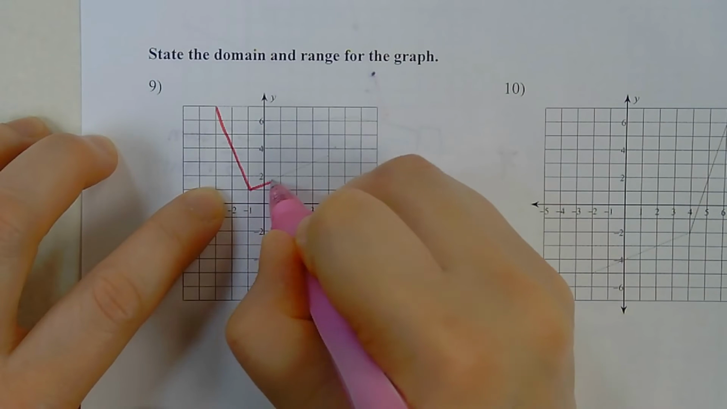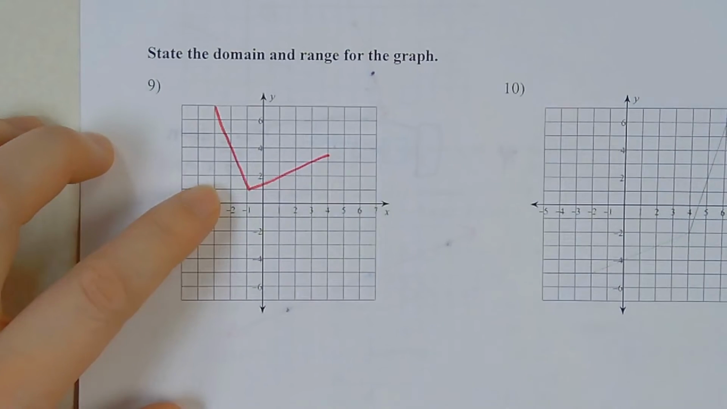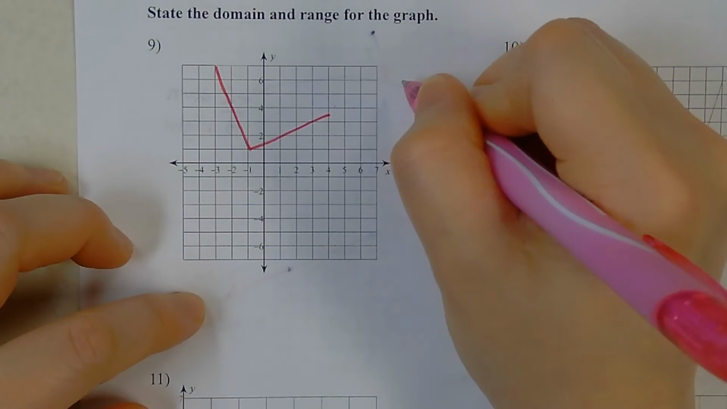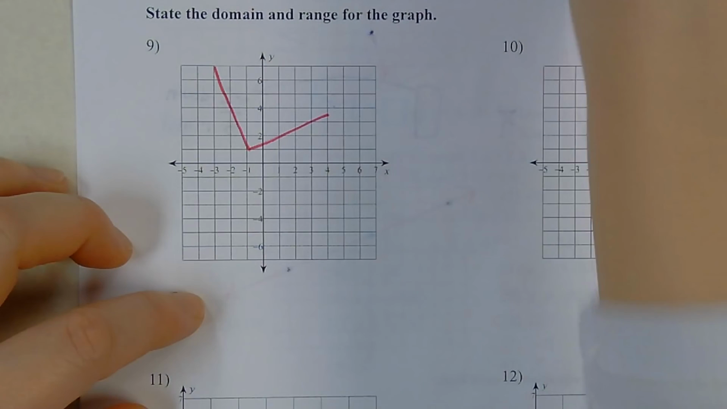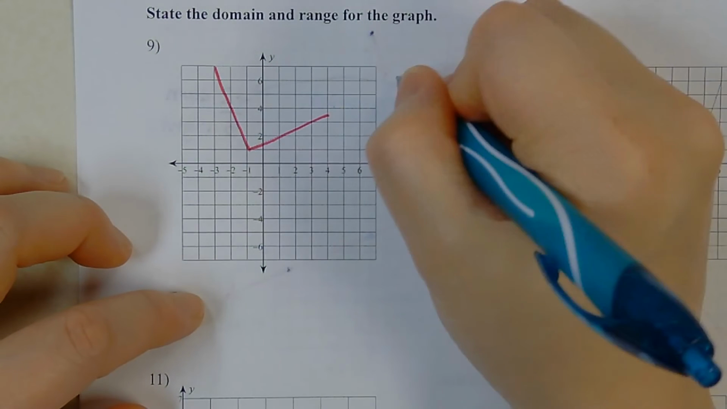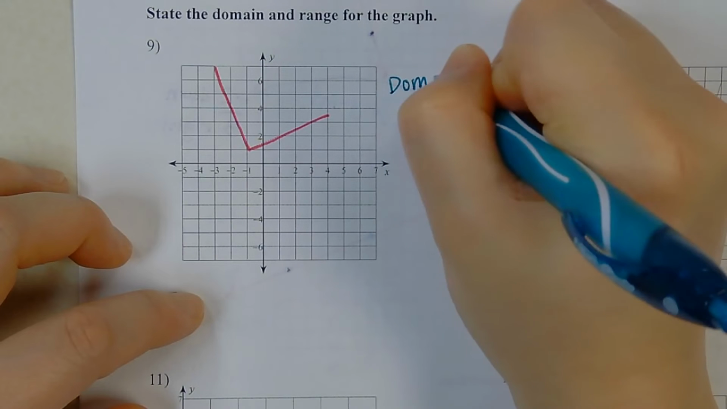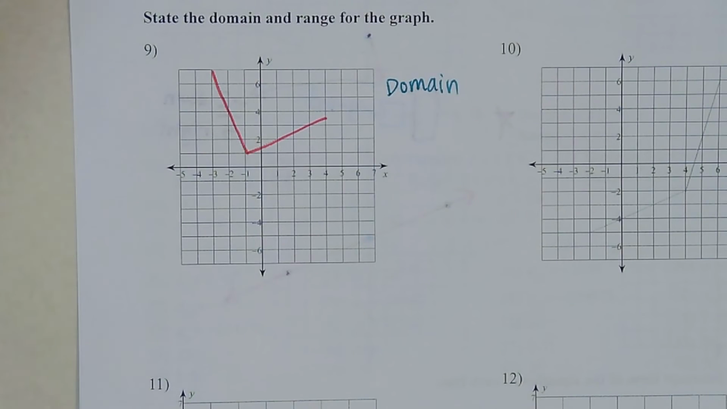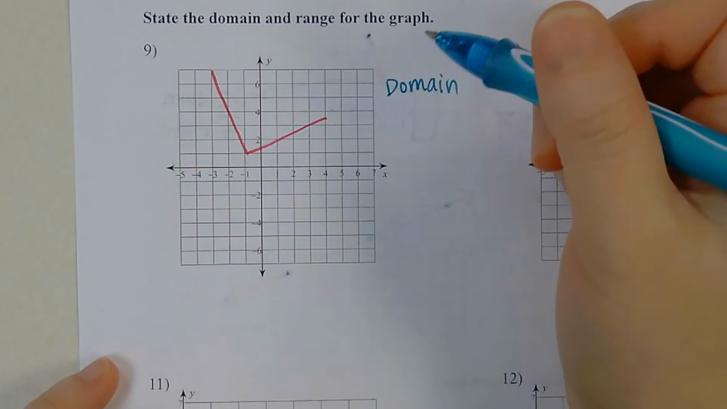We're trying to make the domain and range. We're trying to figure that out. So remember, the domain is talking about the x values, and the range is talking about the y values. So here's the domain. Notice there are no arrows. So it does not go on forever and ever. So there's a restriction here.